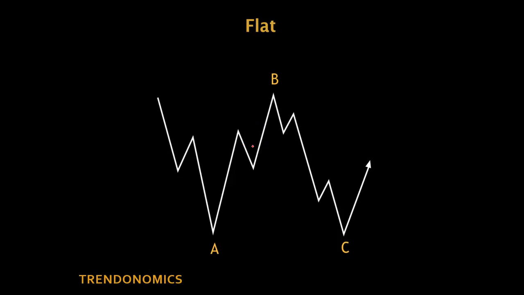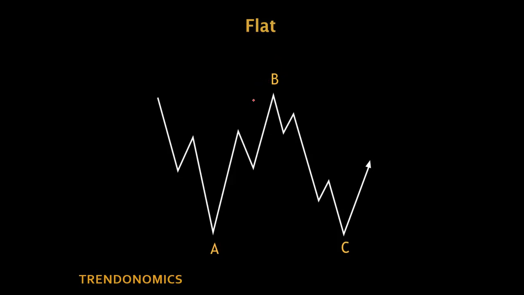And in an expanded flat correction, it usually traps most of the traders. In an expanded flat correction, wave B actually goes beyond the starting point of wave A, or forms a new high above the wave A high, and thereby traps most of the traders. And wave C again goes down almost back below the wave A low. So an expanded flat usually traps most traders because in an expanded flat correction, wave B sometimes marks new highs.